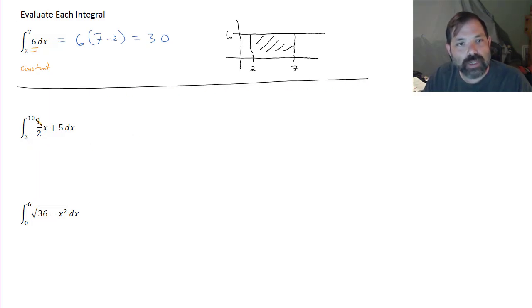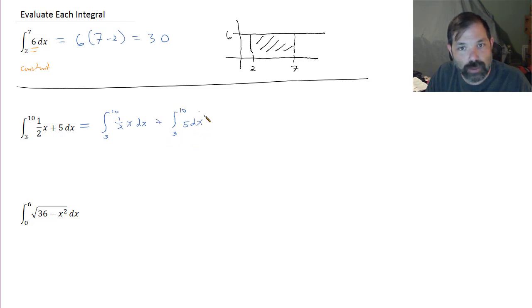The integral from 3 to 10 of 1/2 x plus 5 dx. All right, this one's a little tougher. For now, we're going to have to use geometric arguments, and I'm also going to use some properties. So I can start this off by saying, well, if I break this out using properties, I can turn this into two terms, and so then this is the integral from 3 to 10 of 1/2 x dx plus the integral from 3 to 10 of 5 dx.